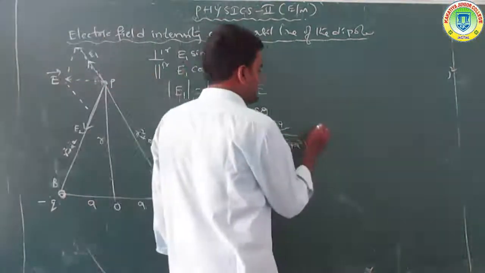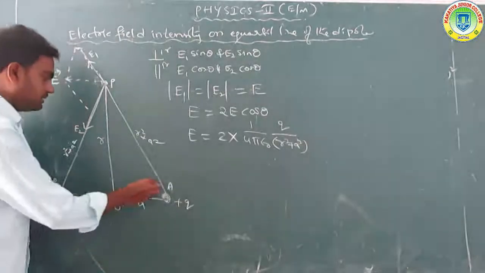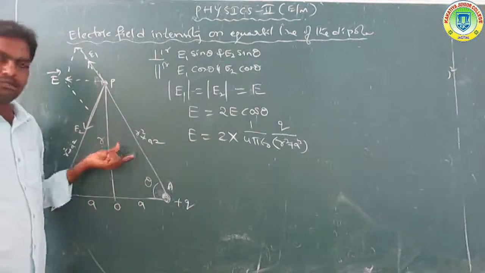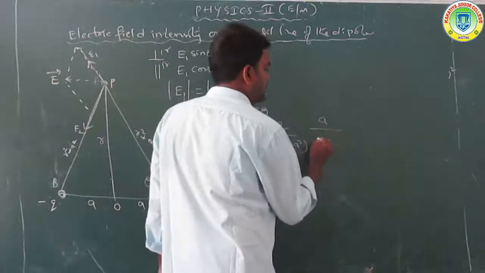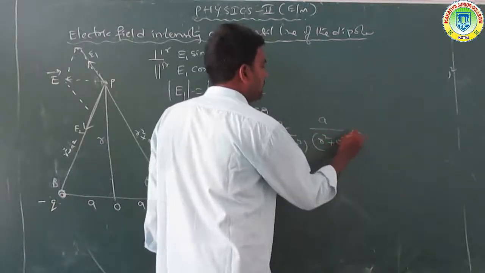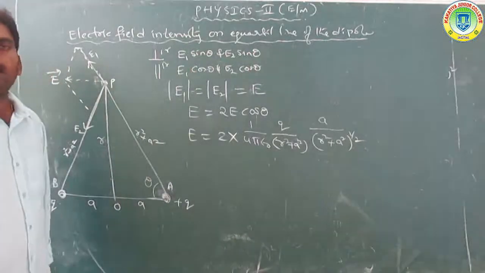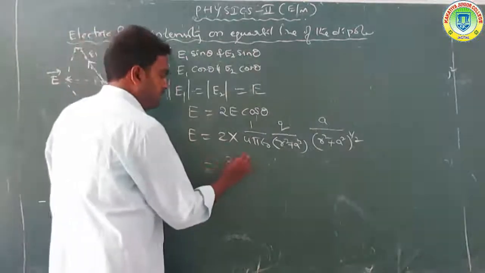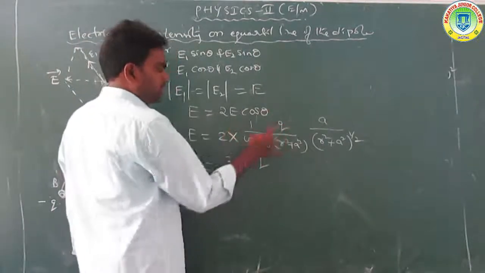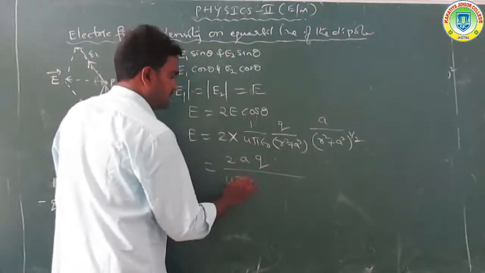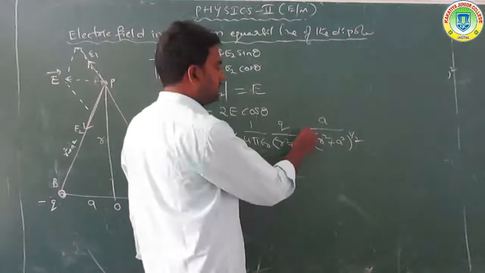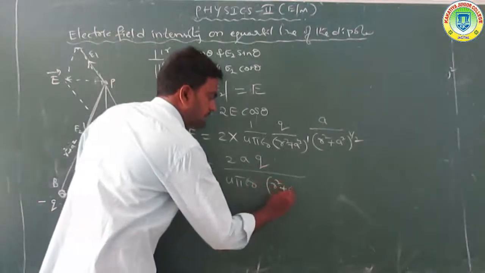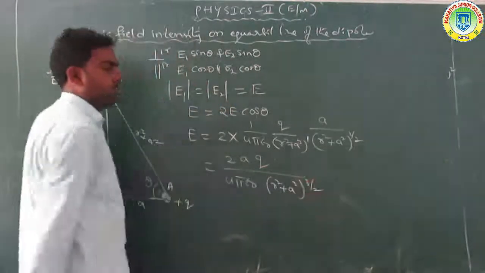Now cos theta is adjacent side by hypotenuse. The adjacent side is a, and the hypotenuse is r square plus a square all to the power of 1 by 2, the square root. So we get 2aQ by 4 pi epsilon into r square plus a square whole to the power of 1 by 2 times r square plus a square, which is r square plus a square whole to the power of 3 by 2.